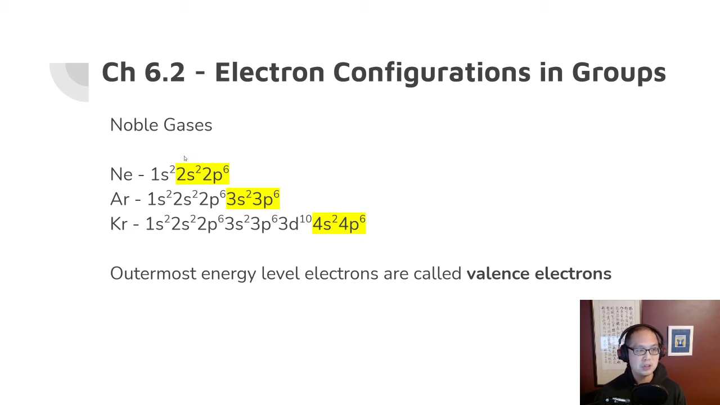Okay, hopefully you're seeing that, neon is 2s2, 2p6. Argon is 3s2, 3p6. Krypton is 4s2, 4p6. Now, these outermost energy level electrons are called valence electrons. And if you notice, all the noble gases end in s2p6. The only thing that changes is the number in their energy level.